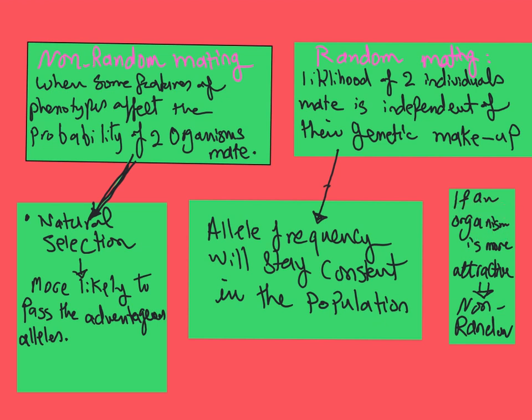But if an organism is more attractive than another one, there is more likelihood of non-random selection in this population. So when some features of phenotypes affect the probability of two organisms meeting, here non-random mating happens. Non-random mating will lead after many generations to evolution through natural selection, which is more likely to pass the advantageous alleles to the successive generations. Finally, it will lead to speciation or evolution of new species.